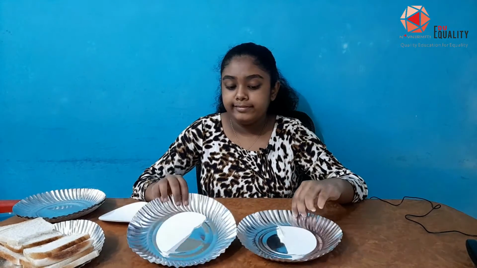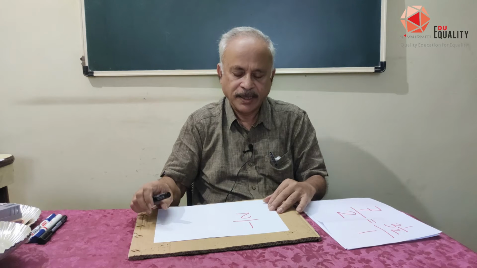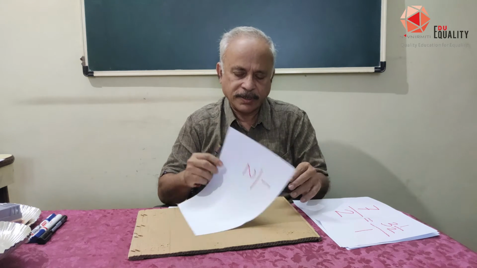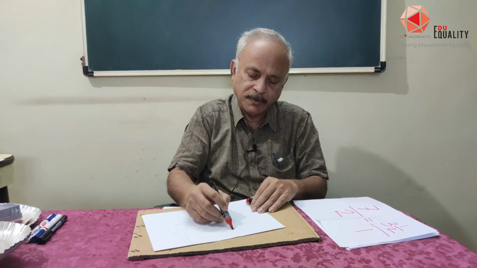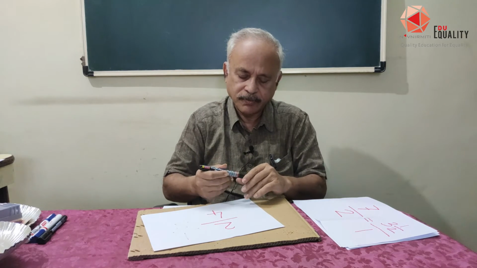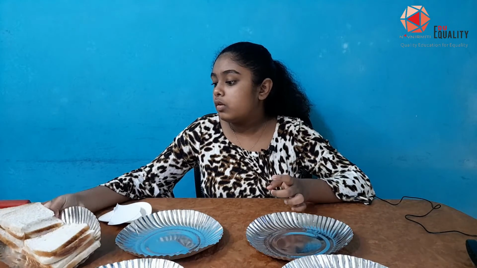Show your answer in your hand. Hold it in your hand. Your answer is 1 by 2, or also known as half. Okay, now you can empty your plates again. And now I'm going to give you another problem, where you have to make this fraction. So how many plates do you need? 4.